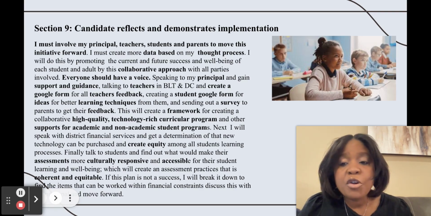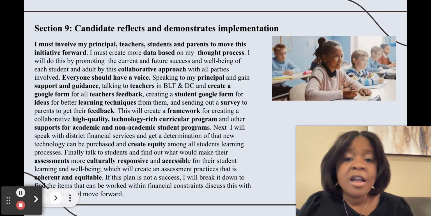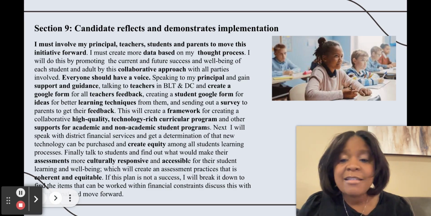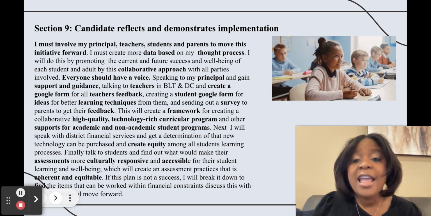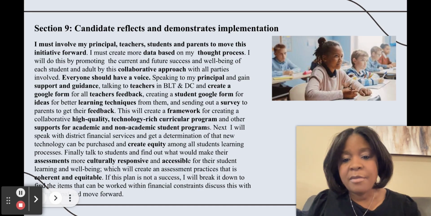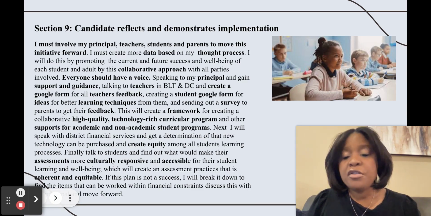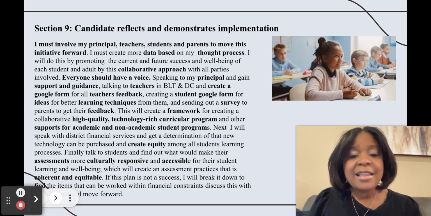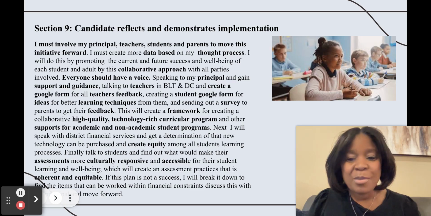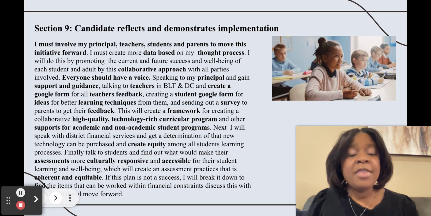This will create a framework for creating a collaborative, high-quality, technology-rich curricular program and other supports for academic and non-academic student programs. Next, I would speak with District Financial Services and get a determination of what new technology can be purchased and create equity among all student learning processes. Finally, talk to the students. Find out what will make their assessments more culturally responsive and accessible for all students' learning and well-being, which will create an assessment practice that is coherent and equitable. If this plan is not a success, I will break it down and find the items that can be worked on within financial constraints and discuss that and then move forward.